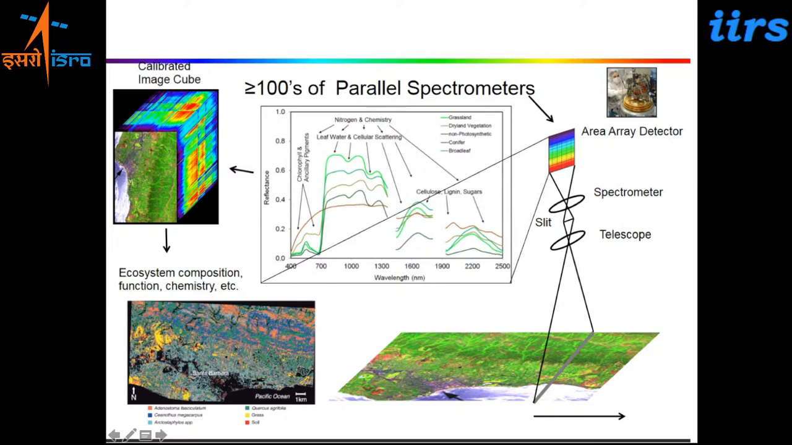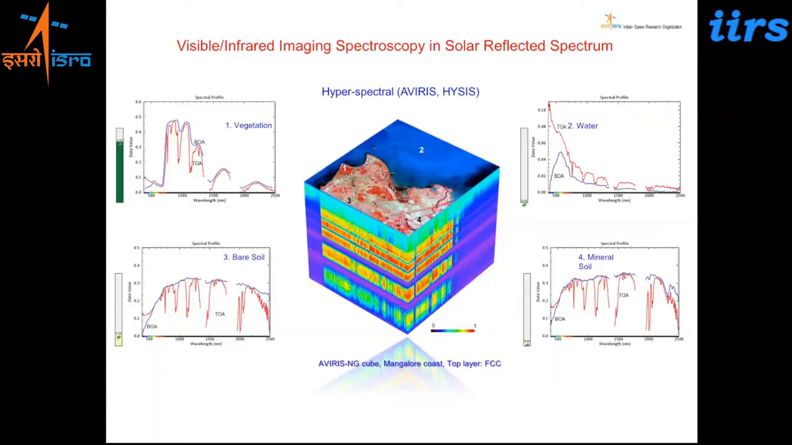And similarly, this is how the spectrometer works: it has an area array detector, there is a grating system here, and there is a light collecting telescope, and then line imaging is done. As the platform moves, you start getting the 2-dimensional data sets out of this particular sensor.